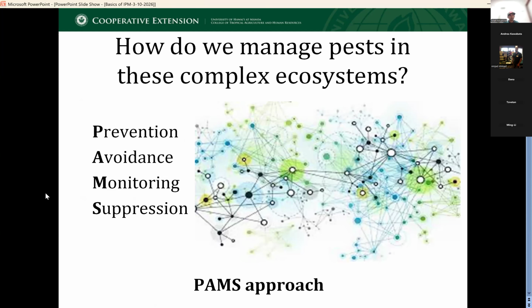It goes by prevention, avoidance, monitoring, and suppression, if we have to. That's called the PAMS approach: prevention, avoidance, monitoring, and suppression.